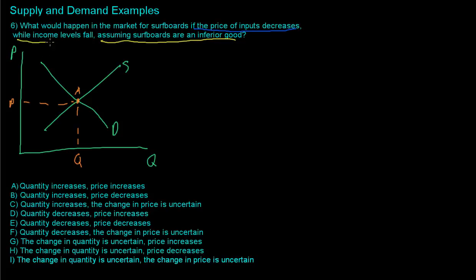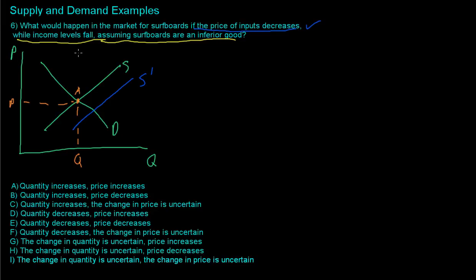Alright, so if we're going to do the blue part first, if the price of inputs decreases, we are going to go ahead and have an increase in supply because it's now cheaper to make surfboards because the price of inputs decreased. So supply will shift from the green supply labeled S to the blue supply labeled S1. And that's all that we need to do for the blue part, so that's done. And now we have the yellow part.